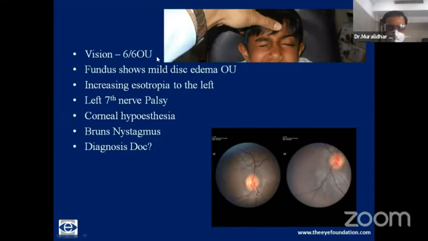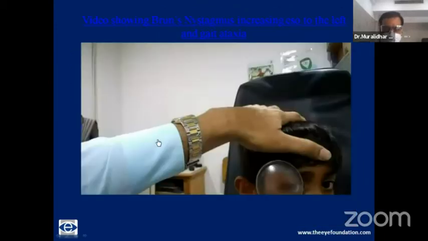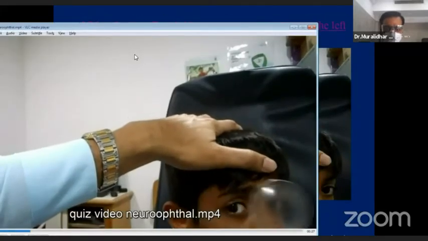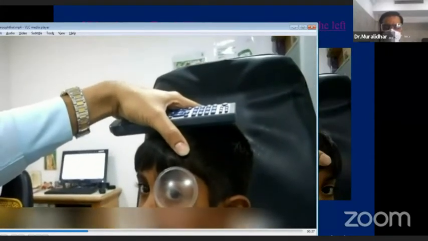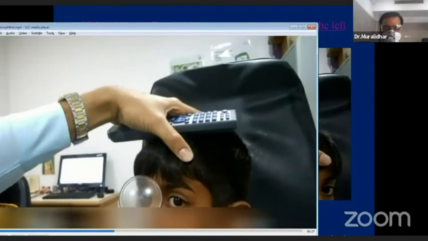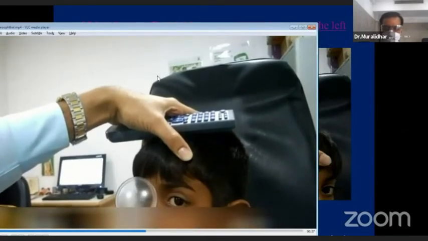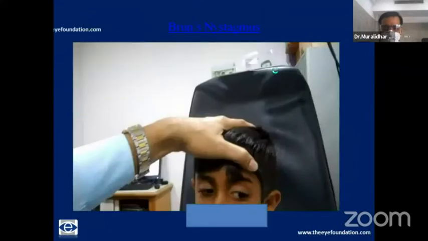This patient had a vision of 6/6 and presented with a slight disturbance in vision and double vision. He had an increasing esotropia to the left, but the movement restriction per se was not very obvious. He has a left seventh nerve palsy, corneal hypoesthesia, and bilateral disc margins blurring. So, this is the video. If you see, the movement restriction may not be very obvious. He has a small esotropia on looking to the left. The movement restriction again is not very obvious. That's how we diagnose sixth nerve palsy.